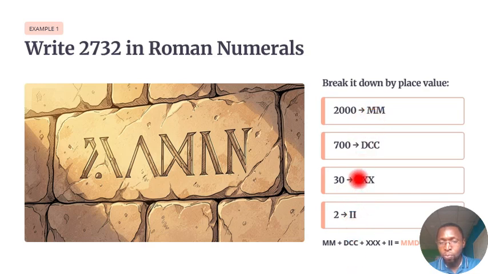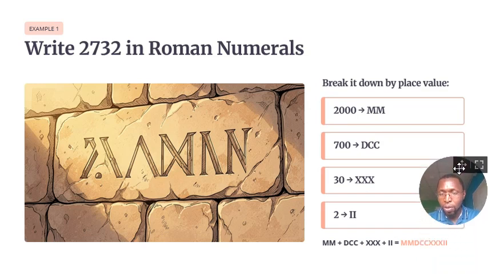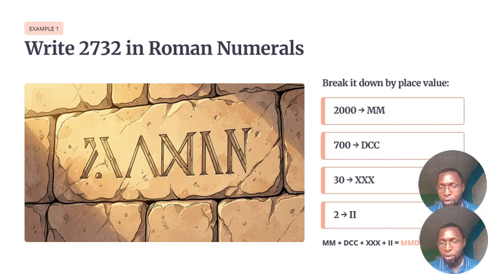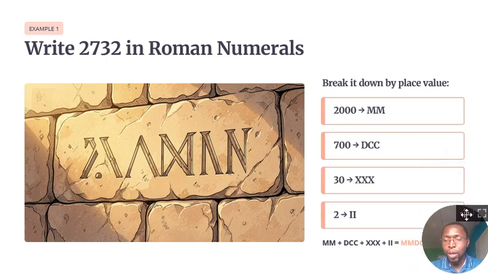you have your result to be MM, that's 2000, plus DCC, then plus XXX plus II. Okay, and that will give us the result that we have here. So that's our result. See it here. This is the result here: MMDCCXXXII combined. You just remove the plus sign, and this is the Roman numeral version of the Indo-Arabic. All right. So that's a fantastic example for us to understand.